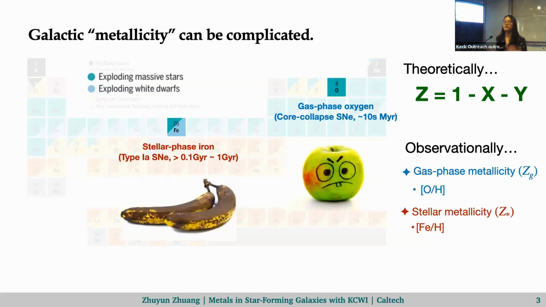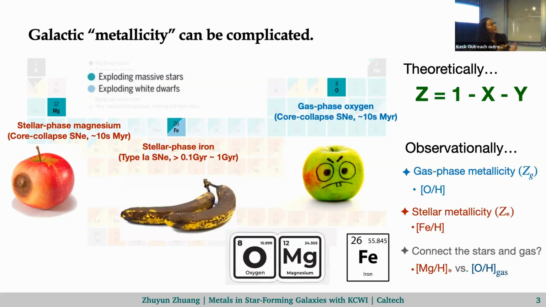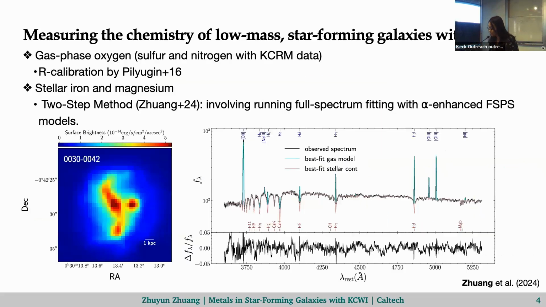This is like comparing a fresh apple with an old banana and trying to figure out what happened in this apple. So that's why we need to search for the old apple. And here comes magnesium. Magnesium is another alpha element, similar to oxygen. They were both created by core-collapse supernovae. So in principle, we expect magnesium to track oxygen a little bit closer. Yeah, so those are the three elements I'm going to talk about today.